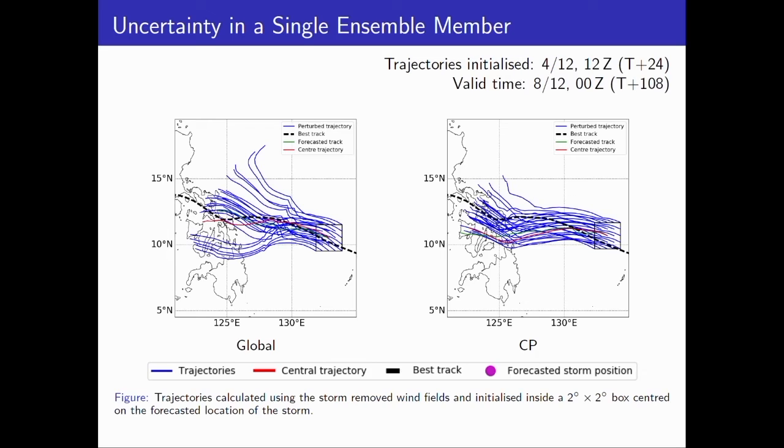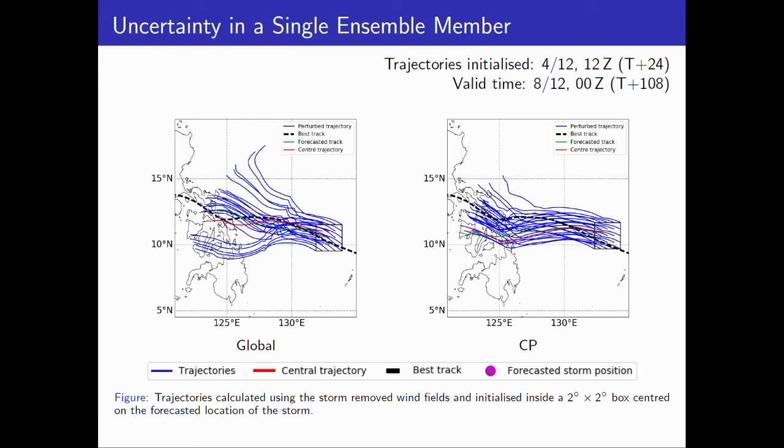So if we see what happens, on the left we have our global forecast, and on the right we have our convection permitting. And straight away you can see the global forecast shows the same characteristics as our original full ensemble. Some trajectories recurve to the north, and some go straight towards the Philippines.